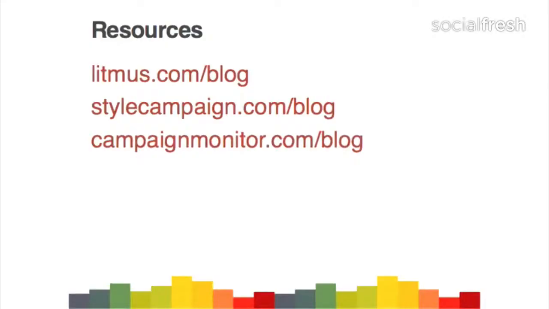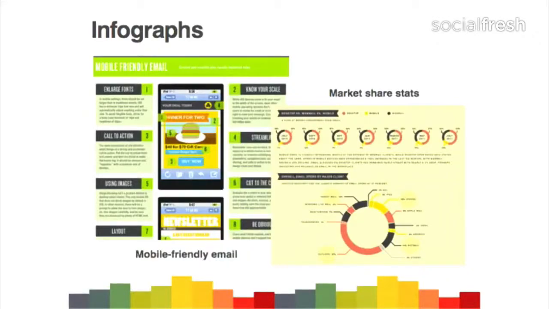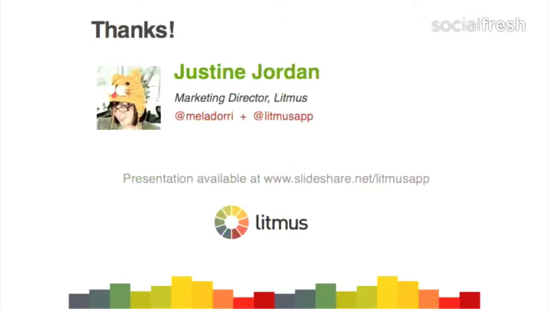Here's some great resources. Of course, the Litmus blog. Style Campaign is one of my favorites. Anna Yeaman is the lovely gal that writes that. She's got media query examples, great mobile design tips. Campaign Monitor is another one of my favorites. They're an ESP. You can send your email through them, but they also just have a great blog, lots of great resources on there. We've published a couple infographics. We've got an anatomy of a mobile email one, and then one on email market share stats that are available on our blog too. Good stuff out there. And then there's all my stuff again.